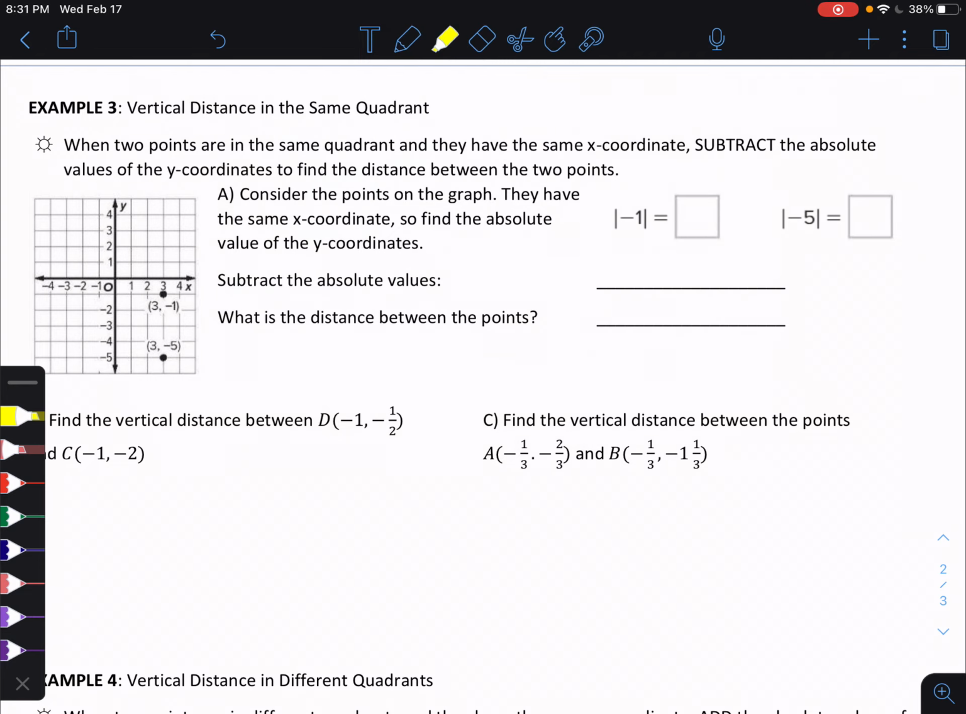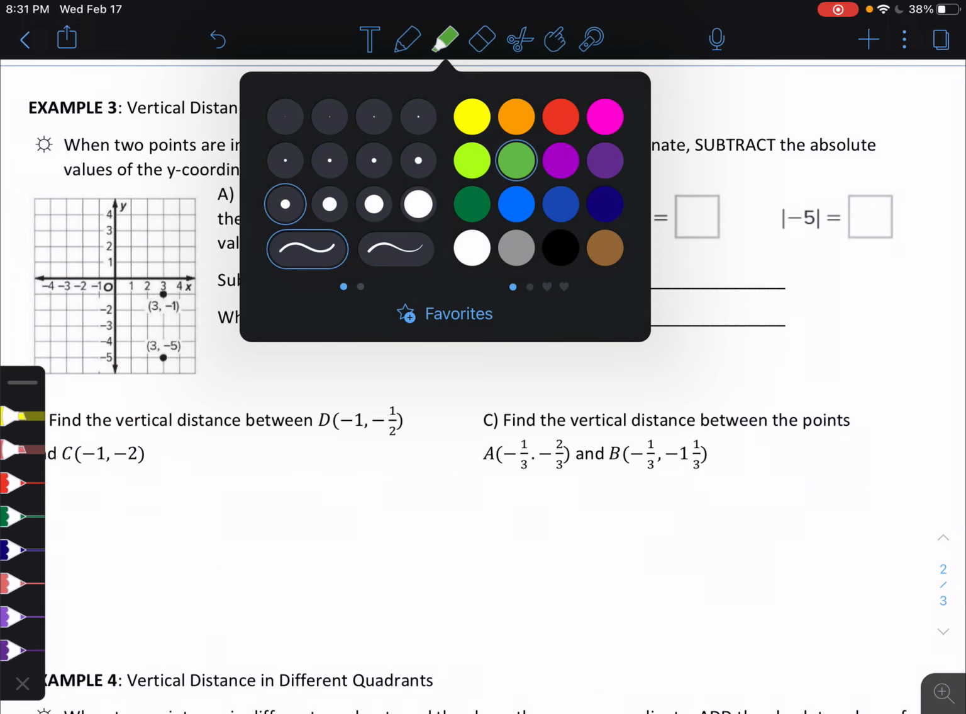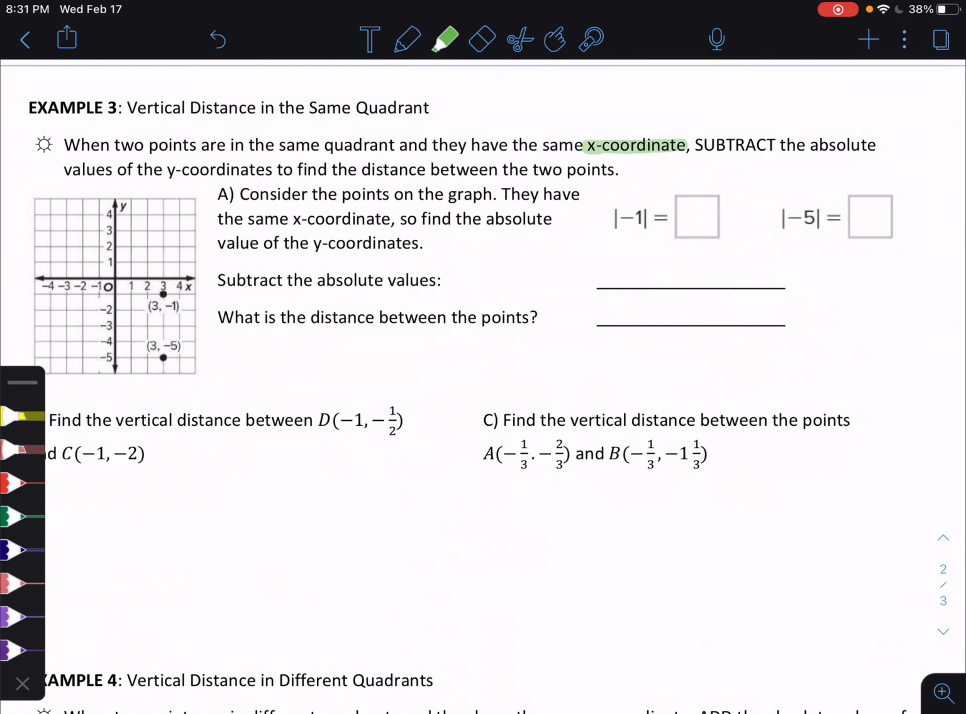So here it's a little bit different. I'm going to change my highlighter color to make it look different. Here we're going to have the same x coordinate. We're going to do the same thing. So if I'm in the same quadrant, but I have the same x coordinate, I can still subtract the absolute values of the y coordinates. So it's going to be the opposite.